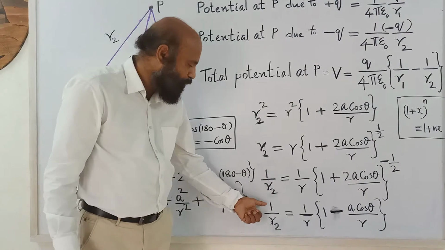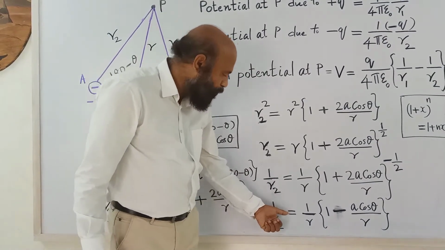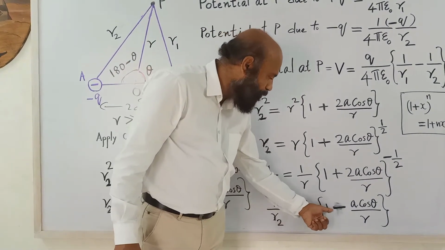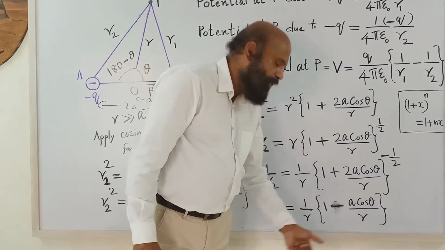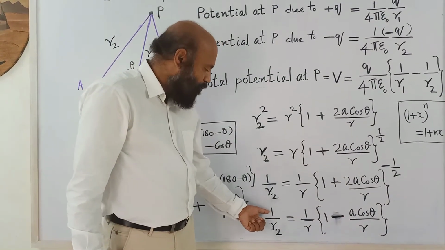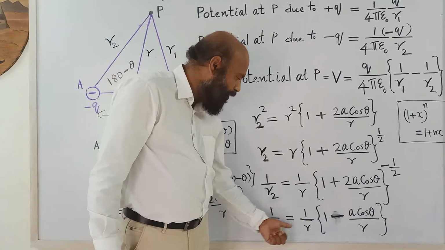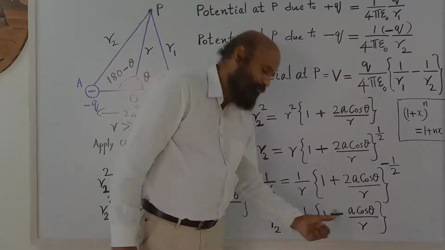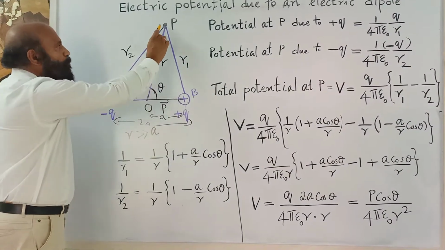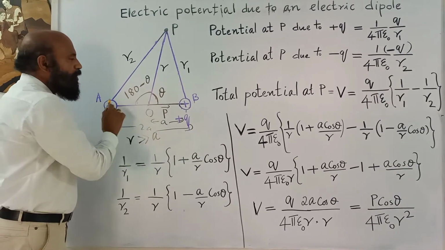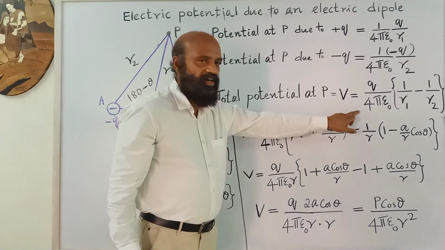So you are getting an expression for 1 by R2. So 1 by R2 is equal to 1 by R into 1 minus A cos theta by R. So already we got for 1 by R1. For 1 by R1, here it was plus. Total potential at P due to the electric dipole is given by this relation.